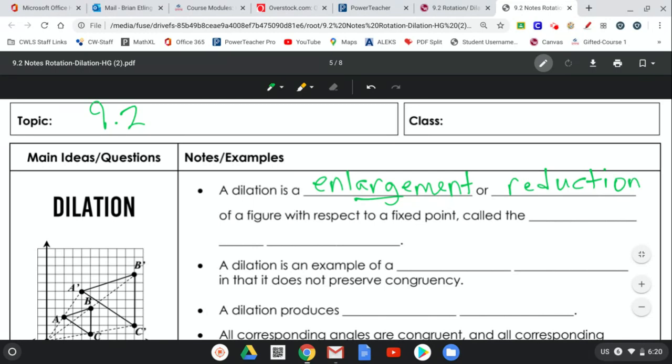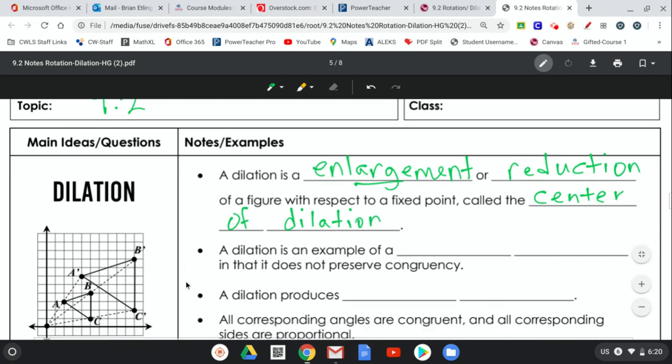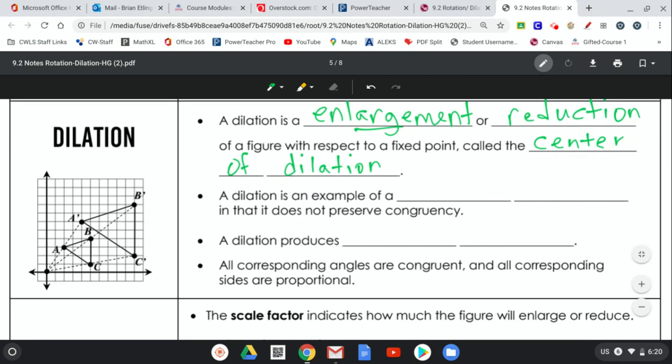Okay. So again, we have that fixed point called the center of dilation. For these first couple, all we're going to use is the origin. So we're going to keep it a little bit simpler. Dilation is an example of a non-rigid motion because guess what? The figure, the pre-image, and the image are not congruent. It either got bigger or smaller, right?